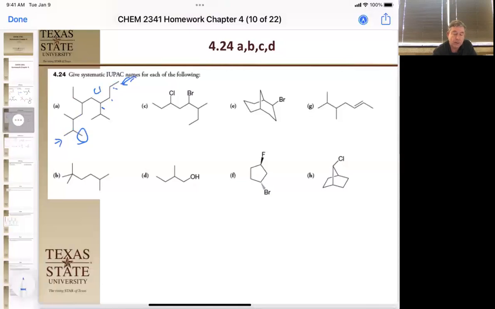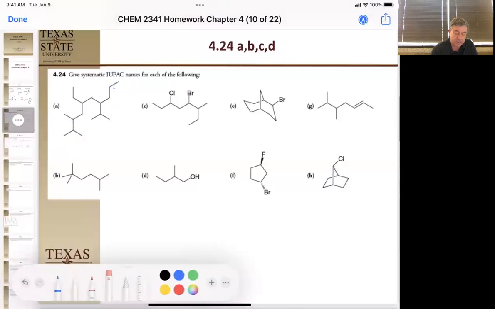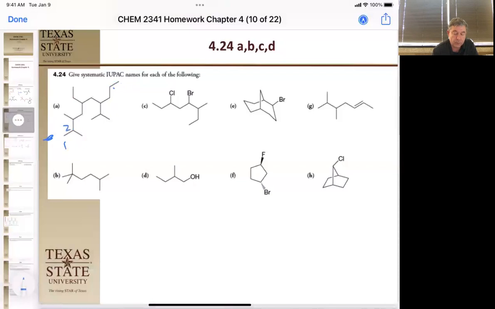But if we number from the other side, we're going to have 2, 3, 4, 5. So we're going to have to number from the left side because that's going to give us the lowest number set. Okay, so we're going to start numbering from here. So it's 1, 2, 3, 4, 5, 6, 7, 8, 9, 10.